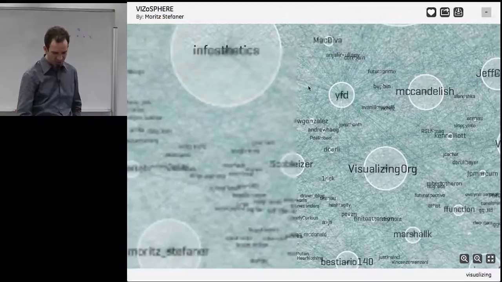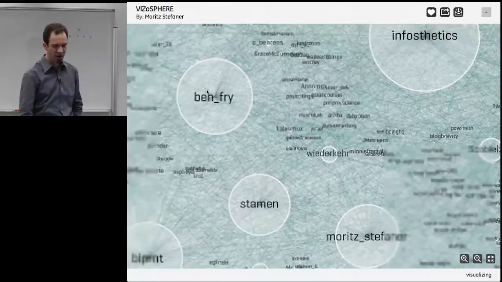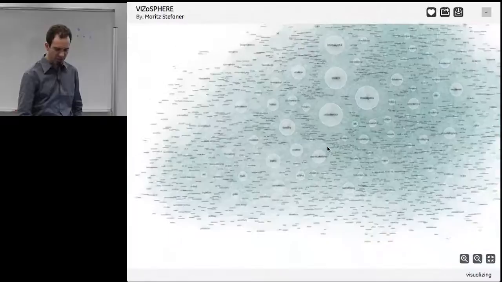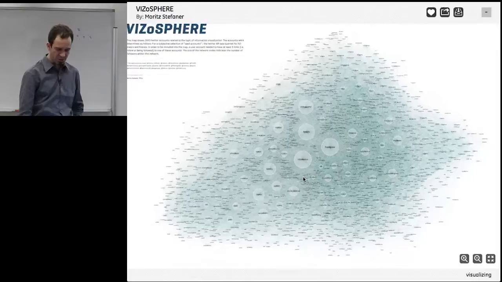Mac Diva, who organizes hackers. Moritz Stefaner, who made this. Stamen Design, who some of you know. Ben Fry, who invented the Processing language. MIT Media Lab. Anyway. It claims that it's a visualization of the visualization community. So here's a question. How did they choose which nodes appear on the graph?